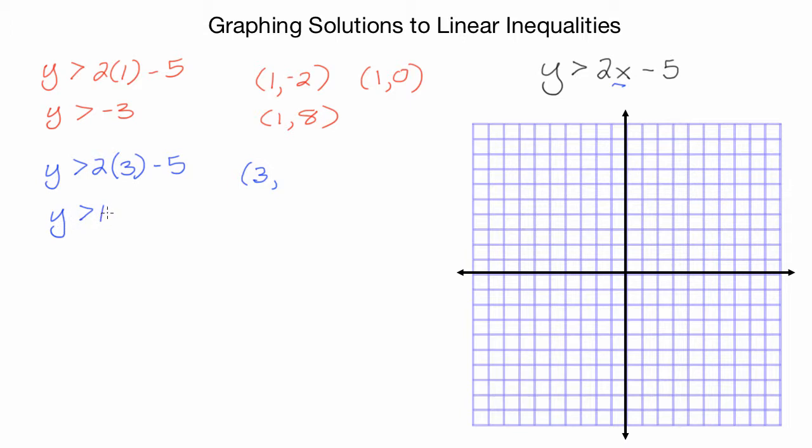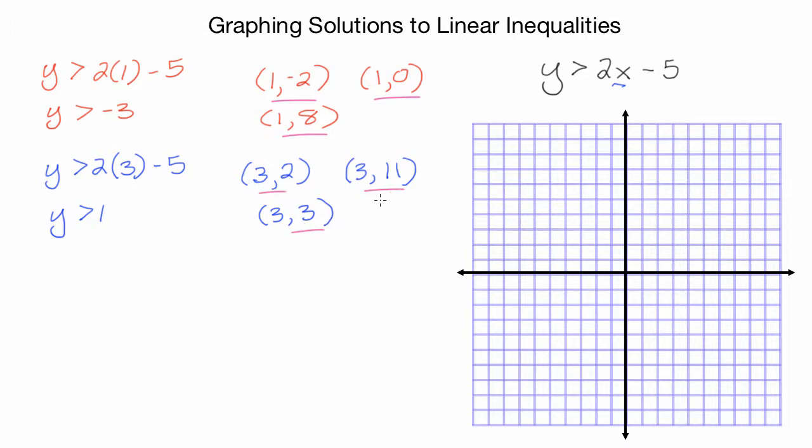Well, 2 is greater than 1. So one solution could be 3 and 2. Another could be 3 and 11. And one more can be 3 and anything greater than 1. Let's just do 3. All right, so we now have 6 different solutions to that linear inequality, the inequality y is greater than 2x minus 5.